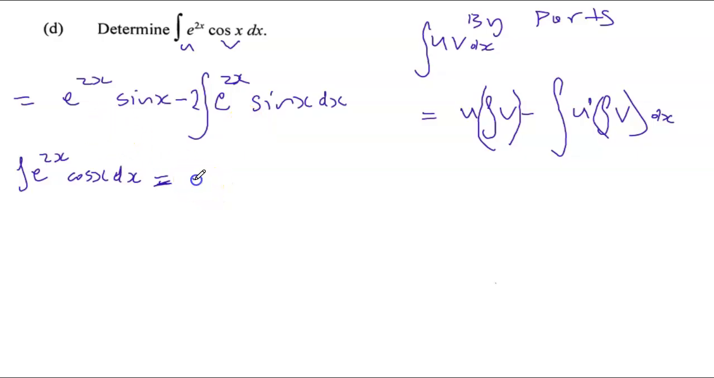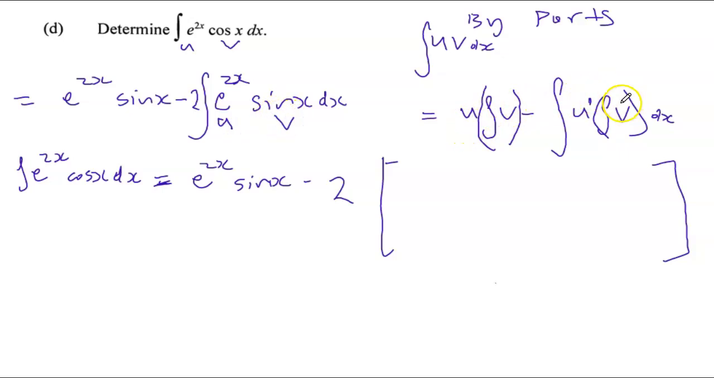So let me just restate: e to the 2x sin x minus 2, and I'm going to integrate the function again, applying by parts again. This time I'm going to call e to the 2x u, and I'm going to call sin x v, and repeat the same process as we did here. So u is e to the 2x, and the integral of sin x is negative cos x. So this time it's negative cos x, so I'll put the negative here, times cos x.